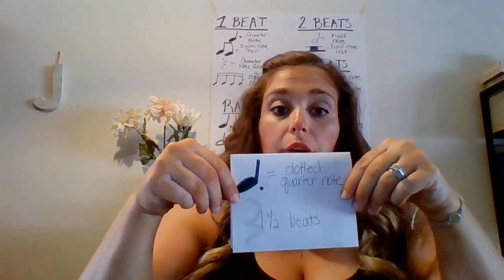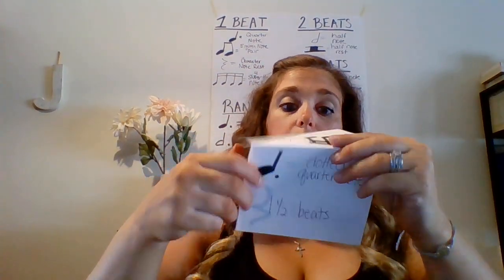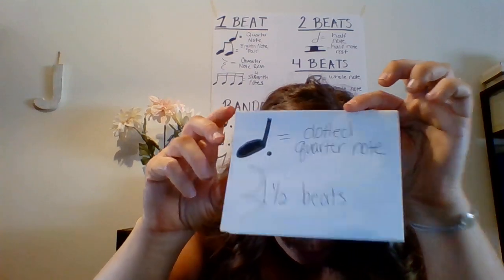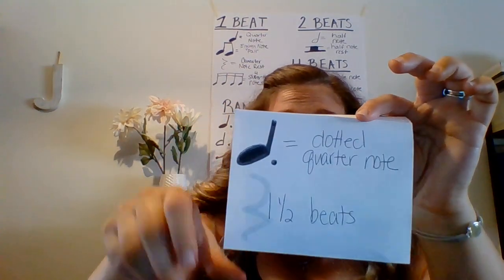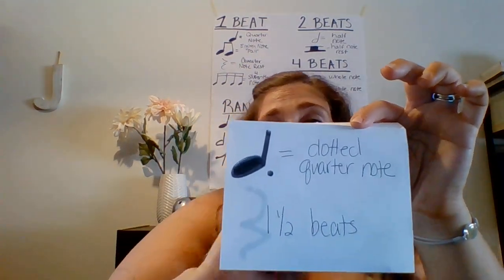So if we have one whole thing, this is a scrap paper, if we have one whole thing and we divide it in half and get rid of half, we now have half of it, right? So we have 1.5. Okay. Now we're going to get a little more complicated. So this is called a dotted quarter note, all right? A dotted quarter note is worth 1.5 beats.